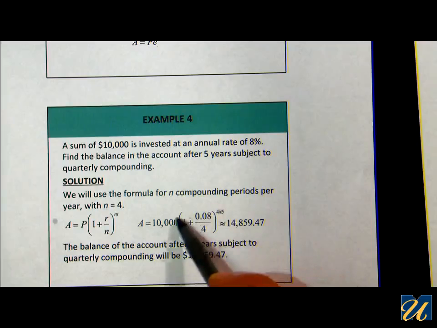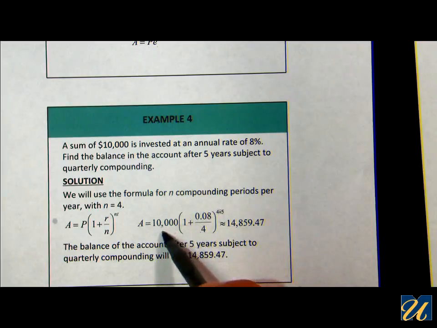And then lastly, multiply by the 10,000 in front. So approximately, the balance after 5 years is $14,859 and about 50 cents.